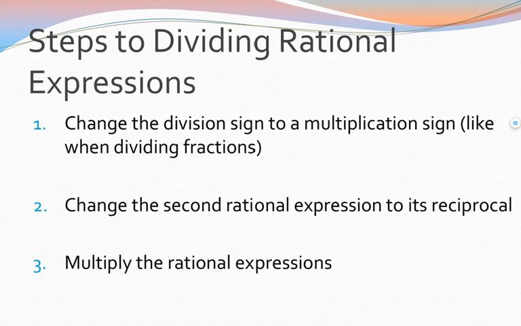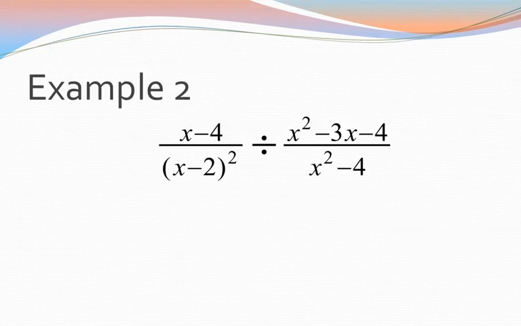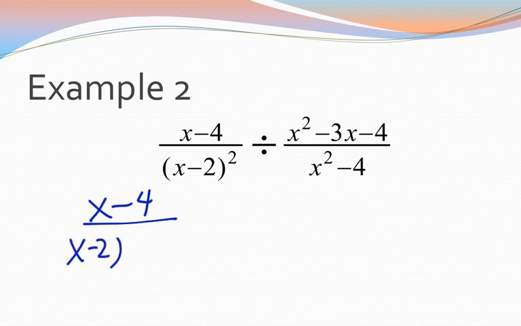Okay, dividing rational expressions. If you remember how you divide fractions, we're going to use the same principles there. You're going to change the division sign to a multiplication sign, like when you divide fractions. You're going to change the second rational expression to its reciprocal. You do not change the first one. And then you just multiply just like we just did. So in this example, we're going to start with, again, factoring what we can. So x minus 4, and then x minus 2 quantity squared. I'm going to write that out as a product.